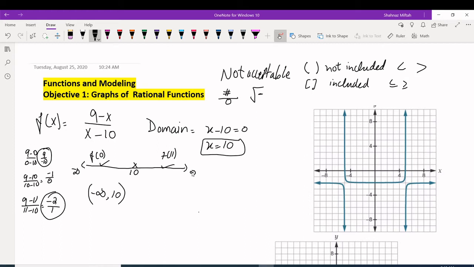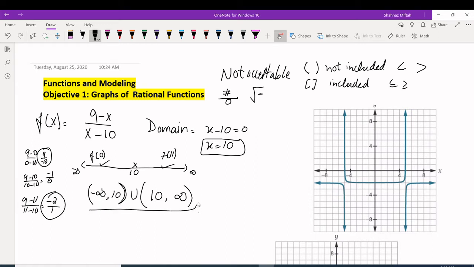Then from 10 to positive infinity, again, I'll just put a union there. I'm starting at 10 to positive infinity. Again, none of these things are included in there. Okay, so infinity is always not included because it's not a real number. This 10 is not even working because I'm getting undefined, so it's not included, and that's how it goes.